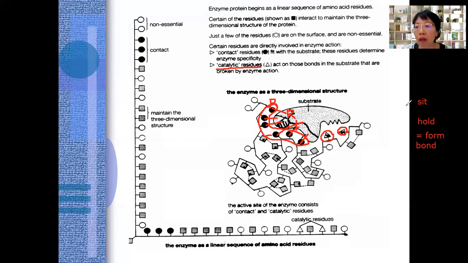Right, so remember, sitting and holding are two different things. Right, you sit onto the chair means you just sit onto the chair because you can sit onto it. Hold it means you tie yourself to the chair using a seat belt, for example. So here, the substrate is held to the active site by the R groups by forming temporary bonds.